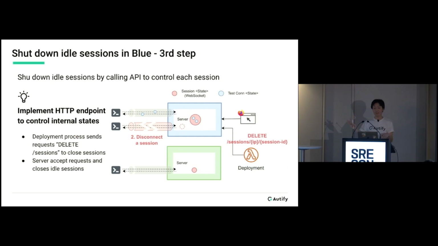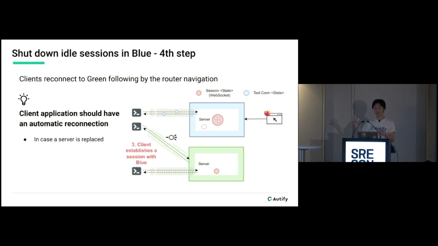The third step is to shut down idle sessions. One design tip of a stateful system is implementing an API to control internal states. In our case, we implement the API endpoint to disconnect a session with a client. The fourth step is not about the server application, but clients will reconnect to the green environment with router navigation. Note that client applications should be designed to reconnect on disconnection caused by deployment.